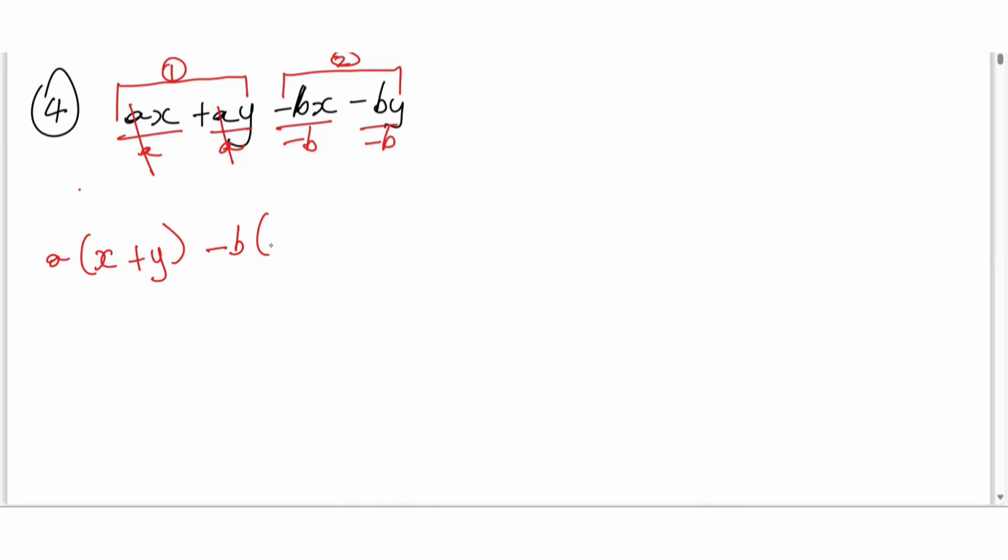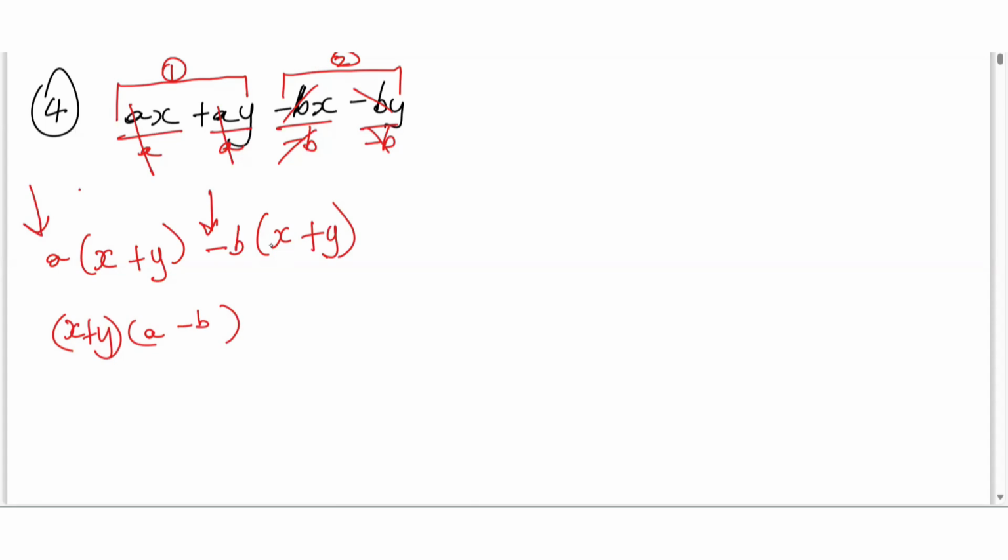Negative b is what we're going to be using to divide throughout group 2. When negative b is divided into negative bx, the negative b cancel, we're left with positive x. When negative by is divided by negative b, the negative b cancel again. We're left with positive y. Now, the brackets are exactly the same. That means I could simply write back my first bracket and the items on the outside here, I could put them in my second bracket. There we go.